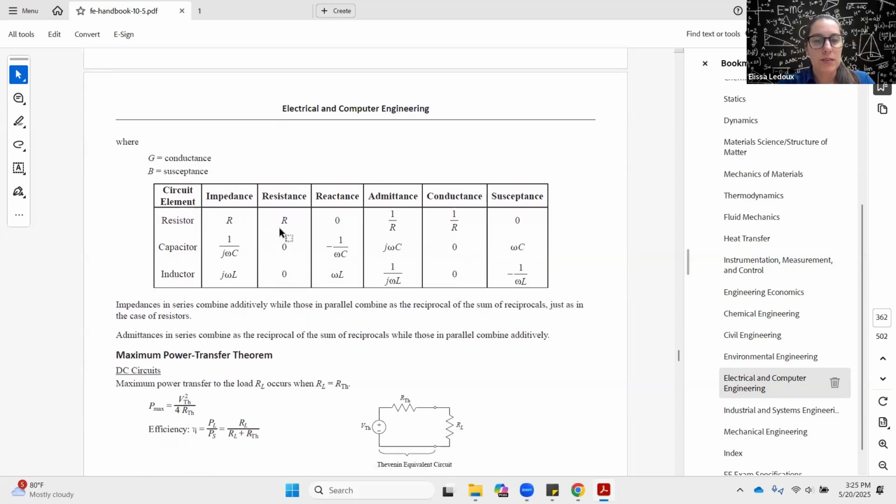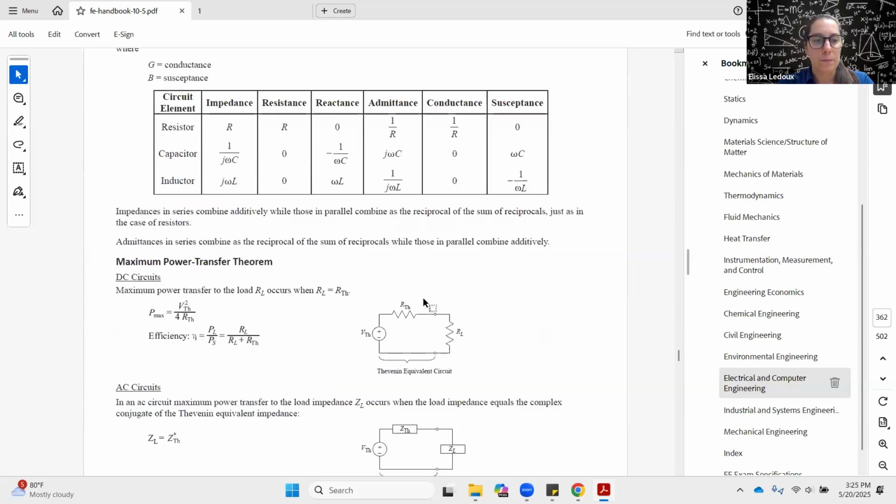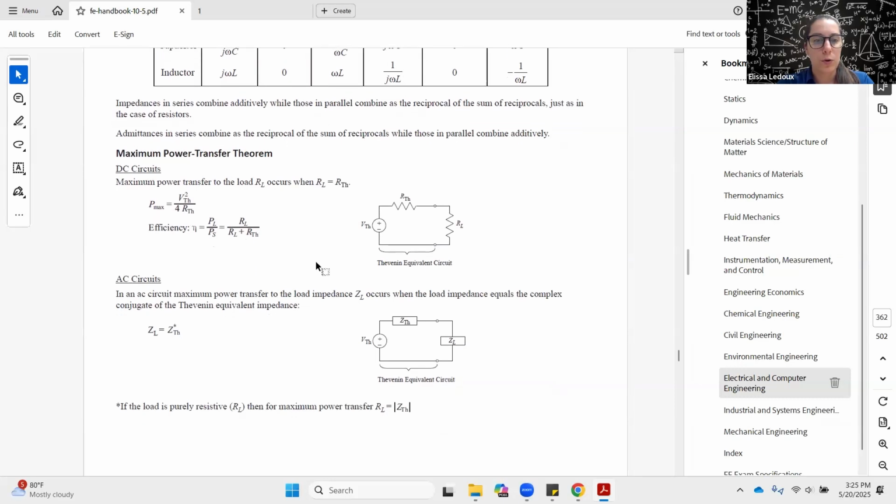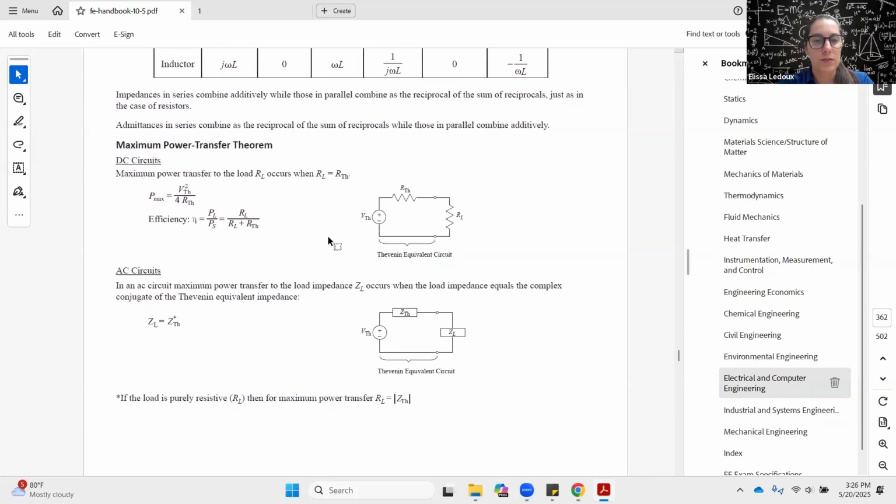Okay, impedance and resistance are the main things to focus on here. There might be some questions on, like, calculate the reactance for something else, but you probably won't have to use that a whole lot. Maximum power transfer theorem, you will get these from the Thevenin circuits. So for a DC versus an AC, just use the appropriate formula.